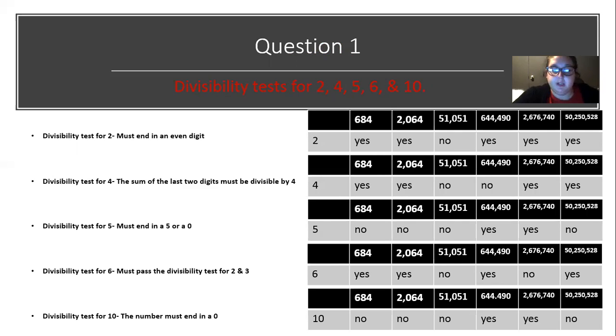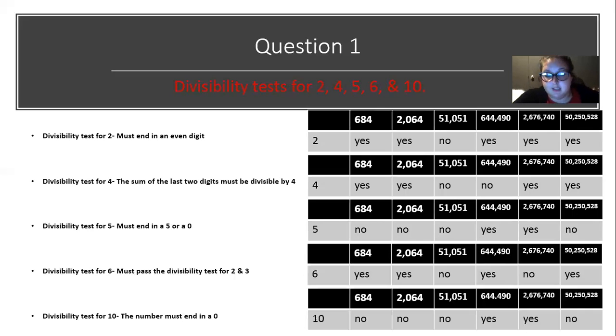Next, we have the divisibility test for 6, and the requirement for this is that it must pass the divisibility test for 2 and 3. So we're going to look at the 684, and we're going to go back up and look at the first line for 684, and the answer to that one is a yes. And for 3, which is going to be on the next slide, it's going to show us what all is divisible by 3 and what the divisibility test is for it. But I'll go ahead and tell y'all now.